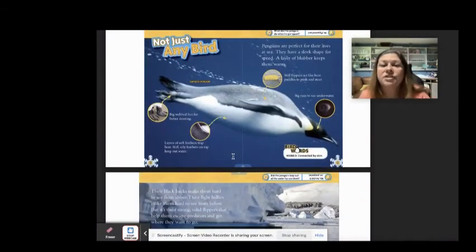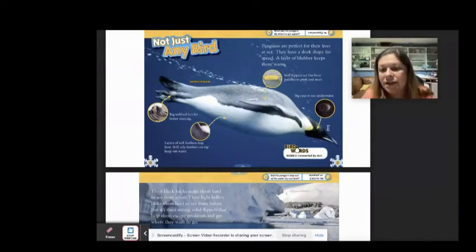So, not just any bird. Penguins are perfect for their lives at sea. They have a sleek shape for speed. A layer of blubber keeps them warm. So a layer of fat is what they have in between their feathers and their body to keep them warm. They also have stiff flippers that act like boat paddles. So their flippers help them move through water really fast.